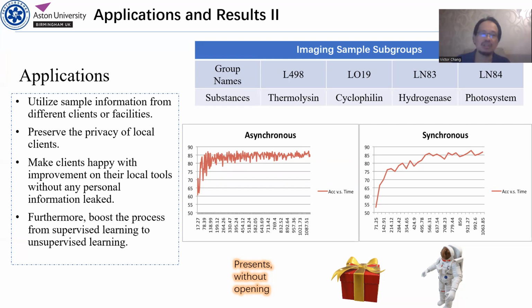We can preserve the privacy of the local clients, and we can make clients happy with the improvement on their local tools without any personal information leak. And furthermore, we boost the process from supervised learning to unsupervised learning, and we can have that done very smoothly. So the image sample subgroups are as follows. We can try those things.